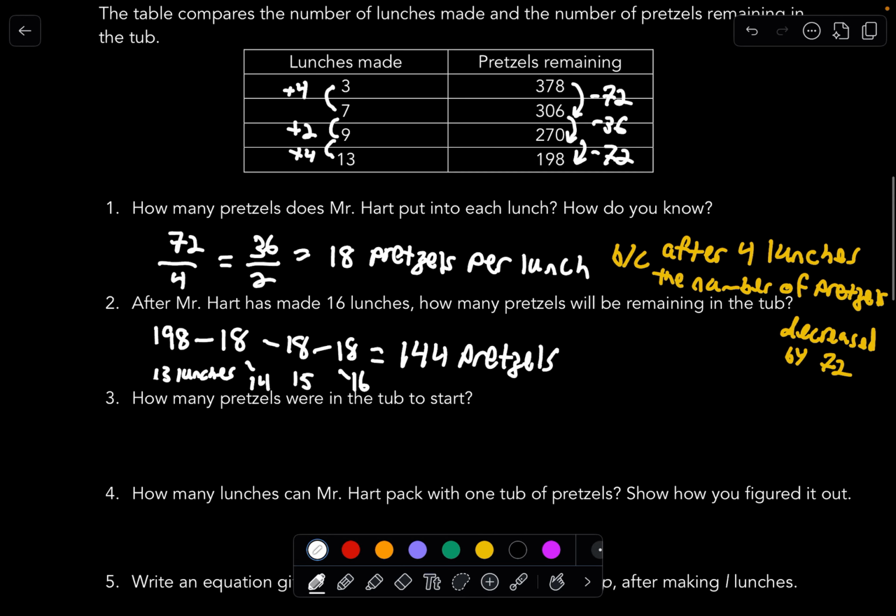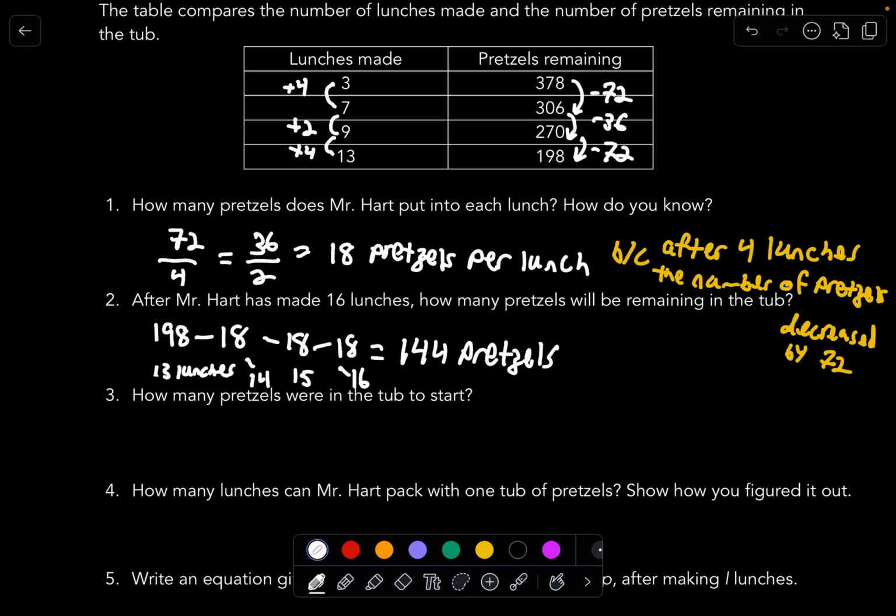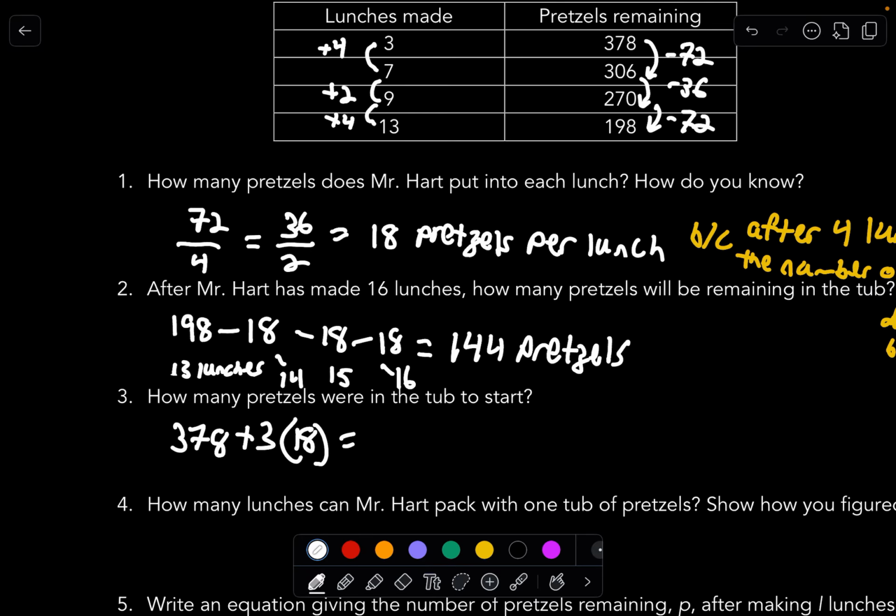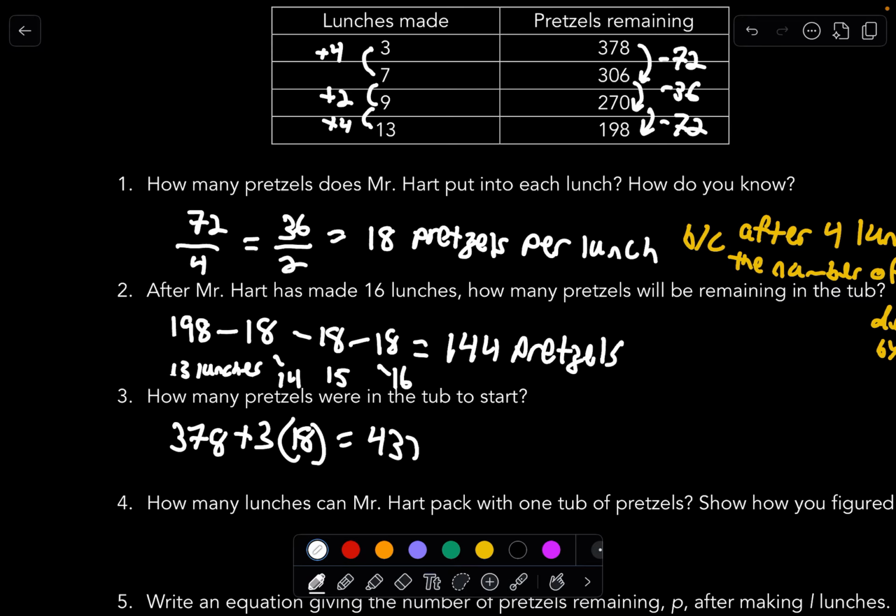How many pretzels were in the tub to start? Well, to start, he had 378 after 3 lunches made, right? So we would have to add 18 3 times, because after 3 lunches made, you had 378. So for 2, 1, and 0, you have to add 18. And that works out to be 432 pretzels.